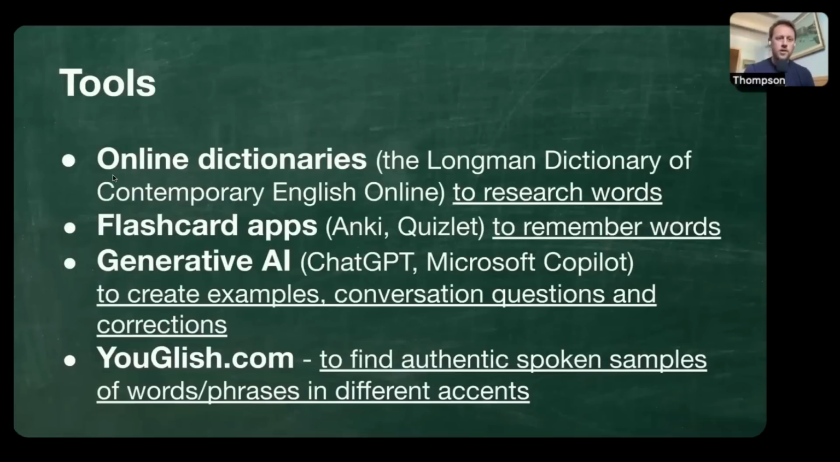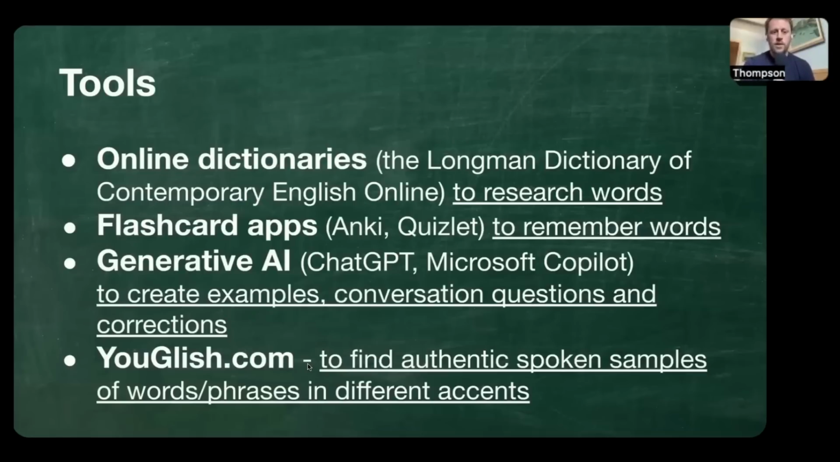And the tools I mentioned: the online dictionaries, the Longman Dictionary of Contemporary English Online to research words, flashcard apps like Anki or Quizlet to remember words, generative AI to create examples, conversation questions, and corrections. Youglish, which I didn't show you.